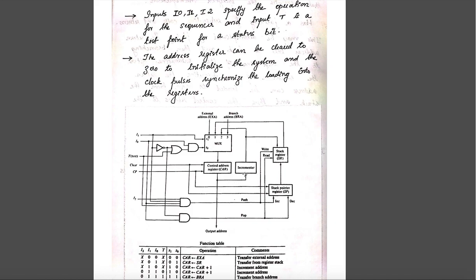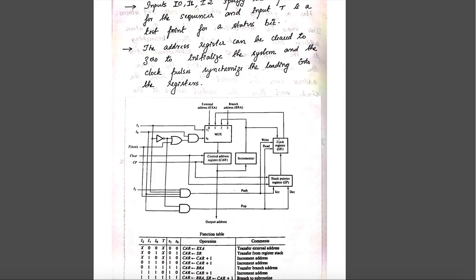Then there should be an incrementer to increment the control address register so that it will point to the next control word. Then we need to have a stack register, and in order to control the stack register we need to have a stack pointer. We need the stack and stack register because our sequencer should be able to branch to a particular address location if a subroutine call occurs, and it should come back to the called program after the execution of the subroutine. So for that purpose we have a stack register, and the content of the stack register is controlled by this stack pointer.